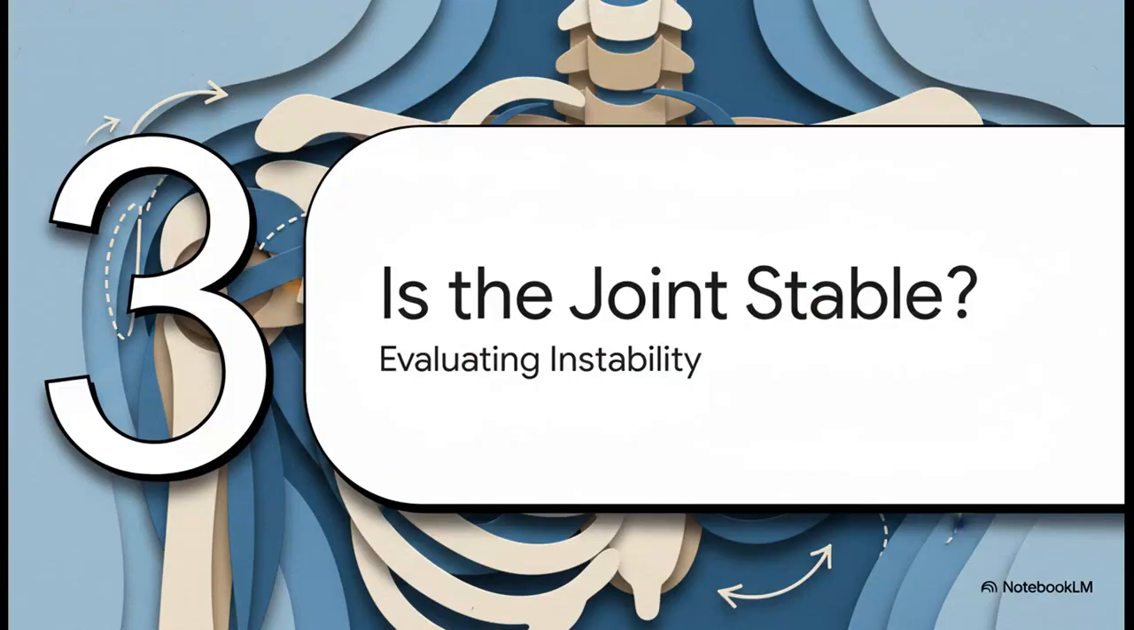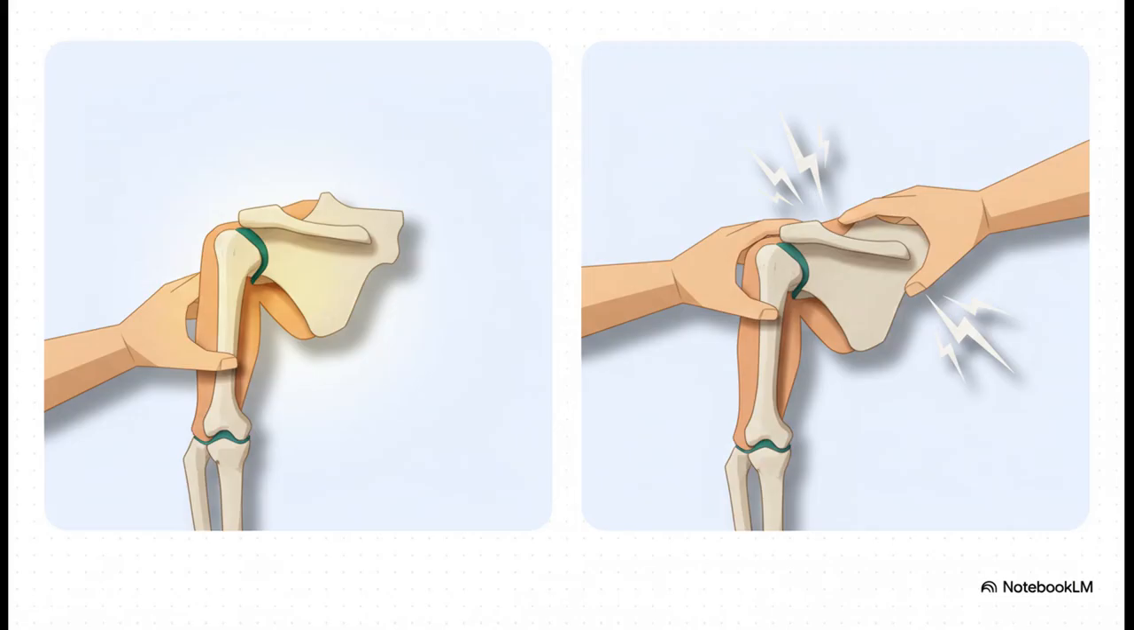So, up to now, we've been focused on the dynamic stabilizers, the rotator cuff muscles. But what about the joint's static stability? We absolutely have to figure out if instability in the glenohumeral joint itself is part of the problem. When it comes to instability, there are really two cornerstone tests we need to know. First, you've got the sulcus sign. Here, you're just applying a gentle downward pull on the arm. If you see a visible gap or notch appear just under the acromion, that's your sulcus sign. It's the classic hallmark of multidirectional instability.